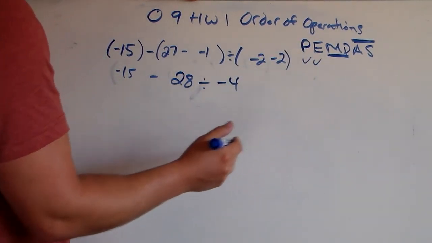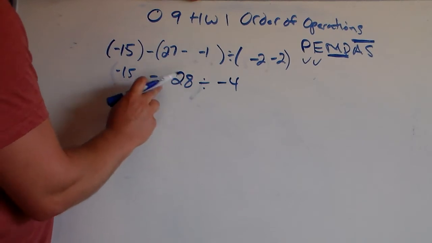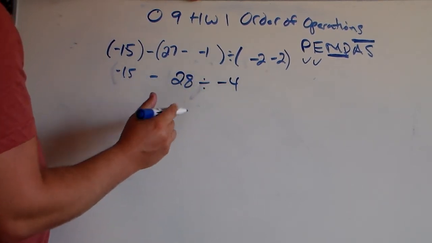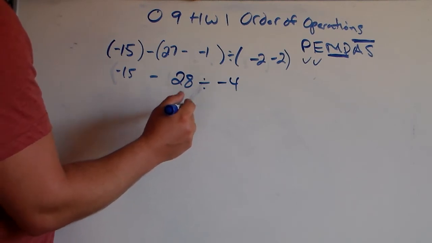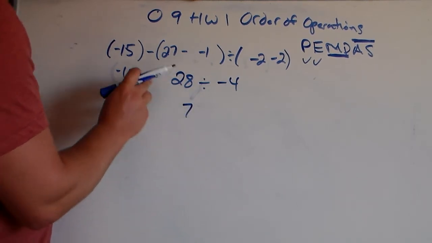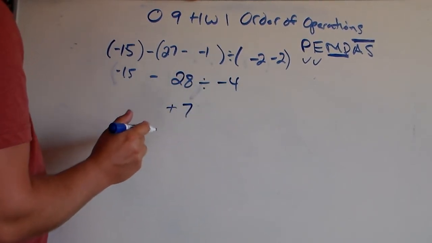There's no exponents. Multiplication and division, well, we look left to right. Yep, we have a divide by. So -28 divided by -4 gets you 7. So we have a +7 because -28 divided by -4 gets you a +7. Put a little positive sign in front of it.